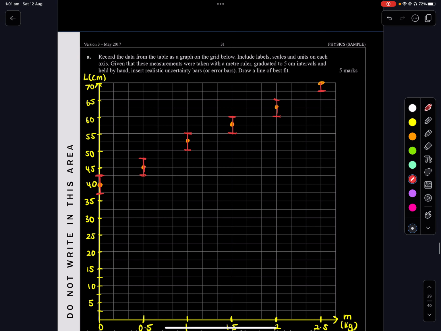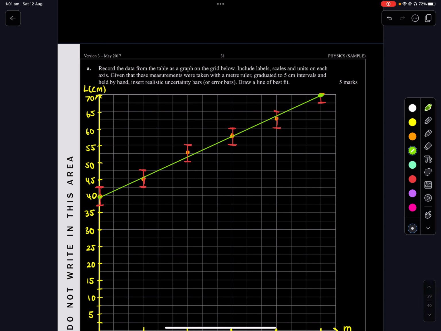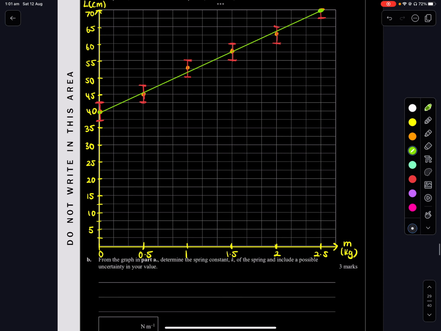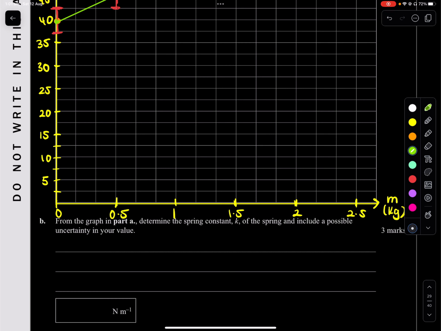And let's draw a line of best fit. Well, you must try to pass through all of them. So let's just draw a nice line. Perfect. So it does pass through all of them. So that's a nice line. Record the data on the graph. Include labels, units on each axis, given that these measurements are taken from a meter ruler graduated to this, held by hand. Insert realistic uncertainty bars or errors. Draw the best line of fit. Okay, this looks nice. Next question.